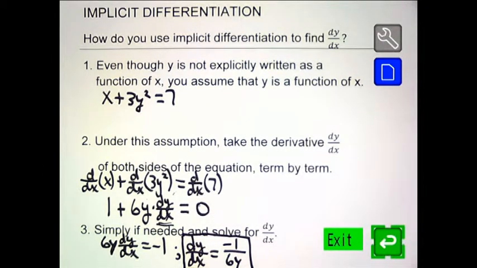I want you to focus on the big picture, which is the 3-step process. Assume that y is a function of x. Under that assumption, take the derivative of every term on both sides of the equation, and then simplify and solve for dy over dx. That's the big picture. Don't sweat the details at this point.